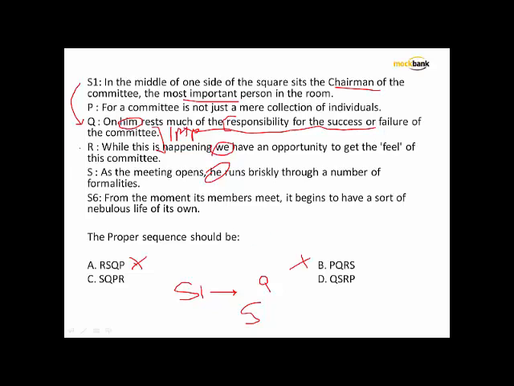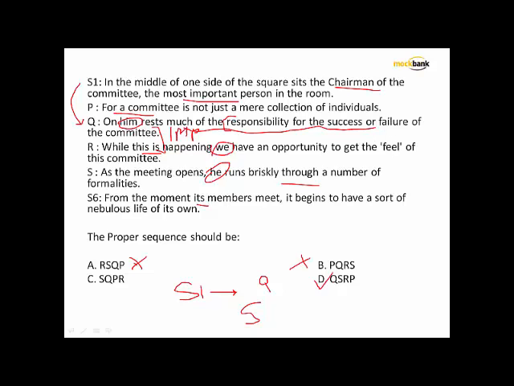Then S says as the meeting opens, he runs briskly through a number of formalities. Makes sense. Then I'll go to R, why this is happening. What is happening? That he is running briskly through a number of formalities. We have an opportunity to get the feel of this committee. For a committee is not just, I've introduced committee over here and then I'm only and only talking about committee, right? So when I say its members, this its is actually referring to the committee. So my answer for this particular problem becomes option number D.